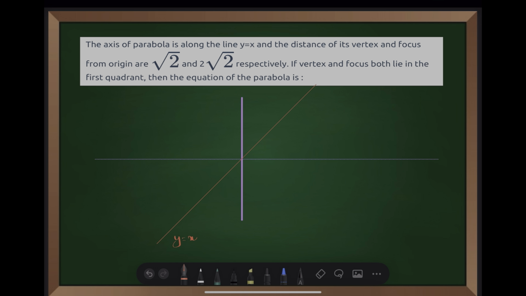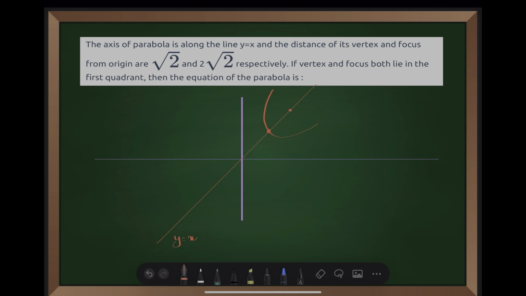And the distance of its vertex is root 2, and the distance of the focus is 2 root 2. So your parabola will be this or your parabola will be this, okay? Now if the vertex and focus both lie in the first quadrant, okay, now it is clear that your vertex as well as your focus both lie in the first quadrant, then the equation of the parabola, okay?